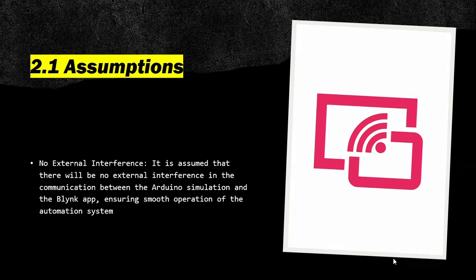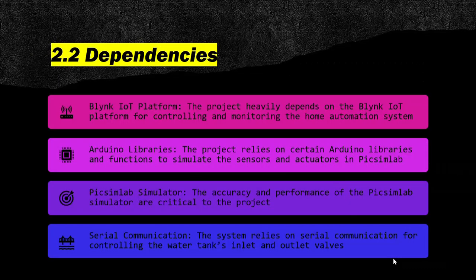Next, assumptions. No external interference. It is assumed that there will be no external interference in the communication between the Arduino simulation and the Blynk IoT app, ensuring smooth operation of the automation system. Dependencies. So we are depending on Blynk IoT platform and Arduino libraries. We are using Arduino IDE to write our code in C programming. Then PICSimLab simulator. The performance, as we know, it has to be high. Then we are using serial communication. The system relies on serial communication for controlling the water tank inlet and outlet valves.